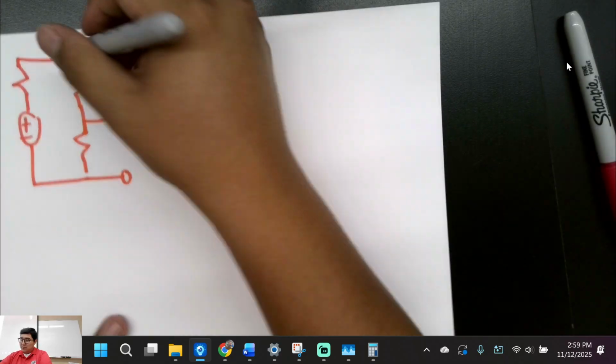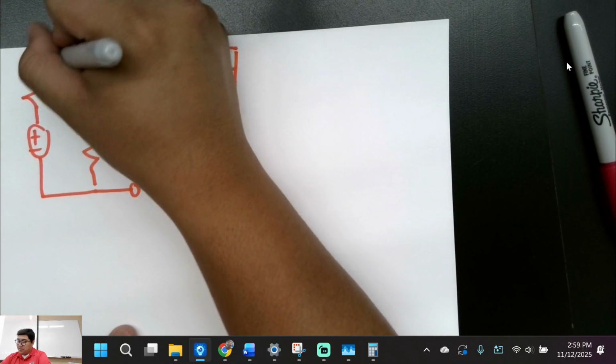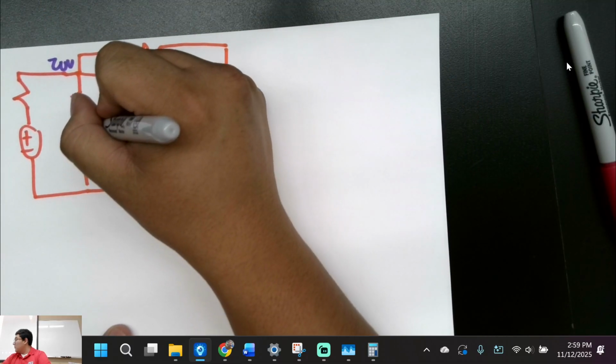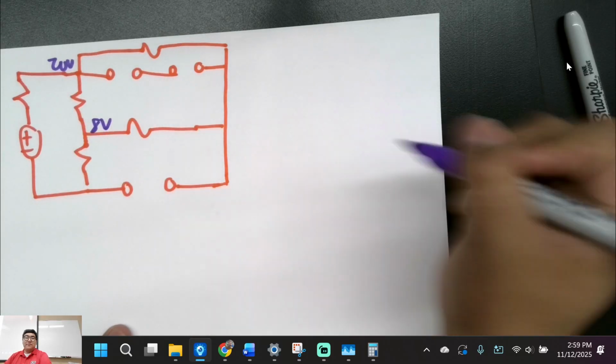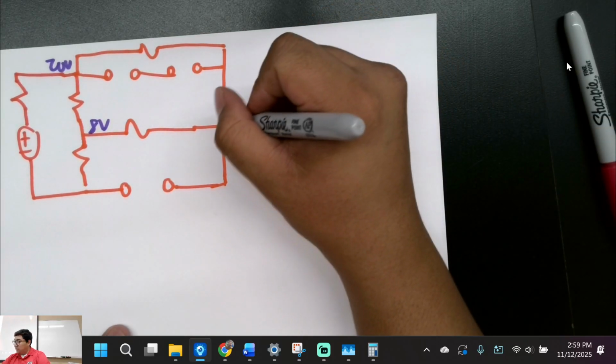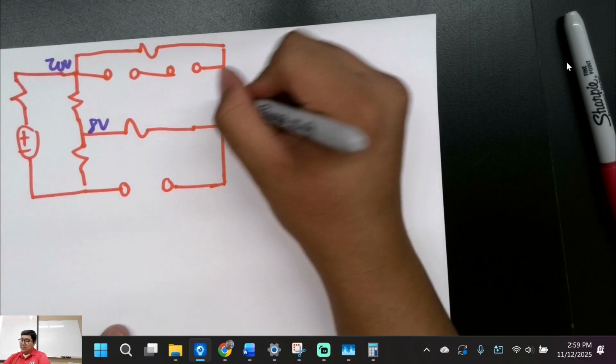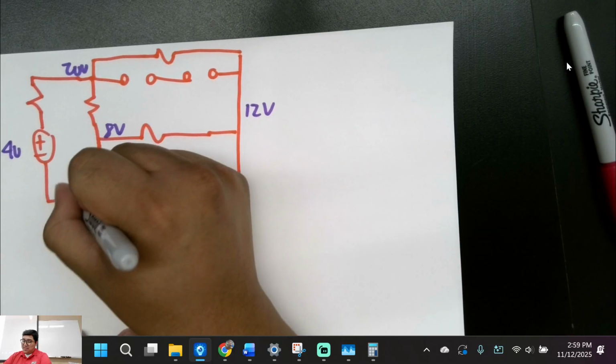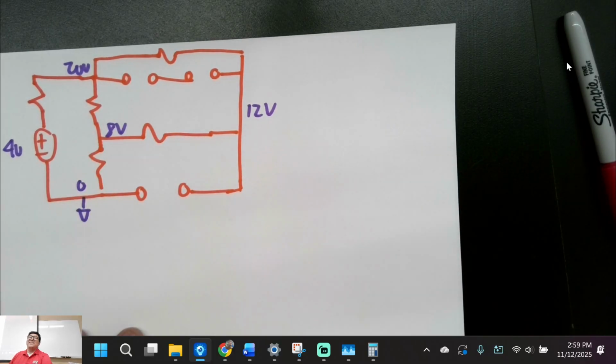We just established that the voltage over here was 20 volts, right? The voltage over here was 8 volts. Is that good? The voltage here was 12 volts. Is that good? It's 40 volts, right? And then this right here, what's the voltage here? 0, easy.